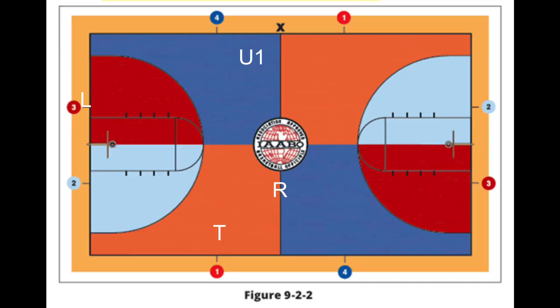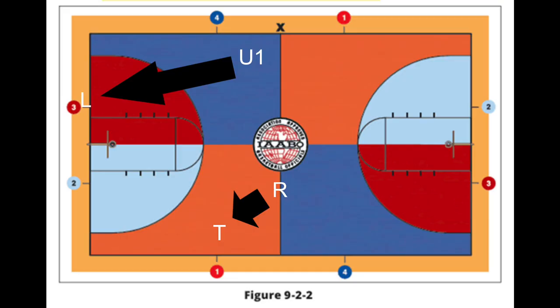These are the positions of our referee and U1 to start the basketball contest. If the jumper on the right's team wins the initial jump ball, these are the positions that our referee and U1 will take: as lead at the 3-foot designated spot and as trail at the 28-foot mark.